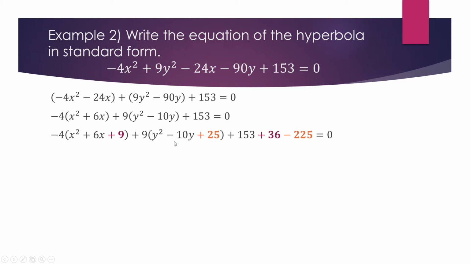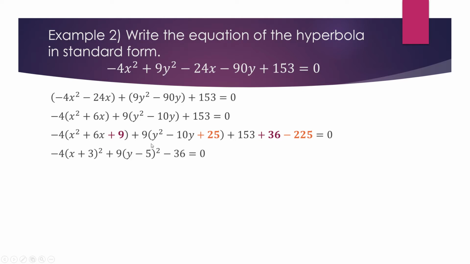For my y set of parentheses, half of negative 10 is negative 5. Negative 5 squared is 25. So that's what we have to add to complete the square to our y term here. But we didn't just add 25. We added 9 times 25, 225. So to balance out adding 225, we're going to subtract 225 outside of the parentheses. Okay, and it's still all equal to 0.